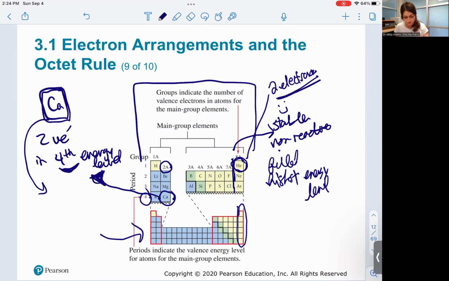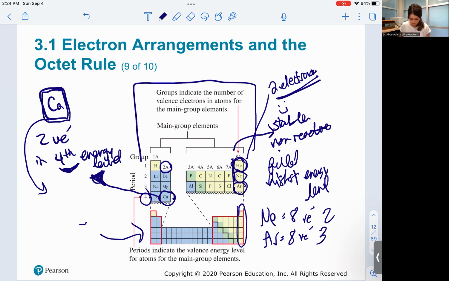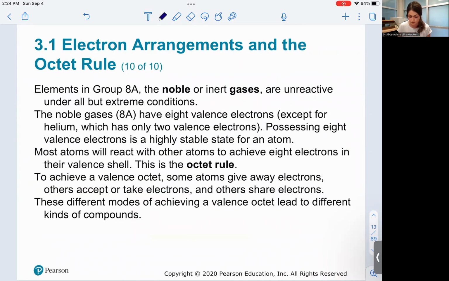So basically, where you have neon and argon, they're going to have 8 valence electrons in their highest energy level. The period for neon is 2. So it's going to have 8 valence electrons in the energy level that is number 2. And argon is going to have 8 valence electrons in the 3rd energy level. Okay. So I think it all makes a whole lot of sense, actually. All right. And so all of the elements want to become complete.